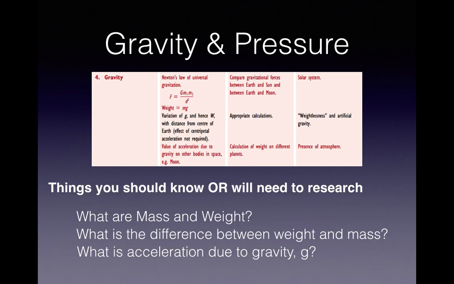Okay, going into this topic as well, there are three things that you need to know. If you don't, ask me or research them. So what is mass, what is weight? Two, what is the difference between weight and mass? It's quite important. And the third one, what is acceleration due to gravity? So what do each of those mean? You should know them, or you can ask me, or you should be able to research them.